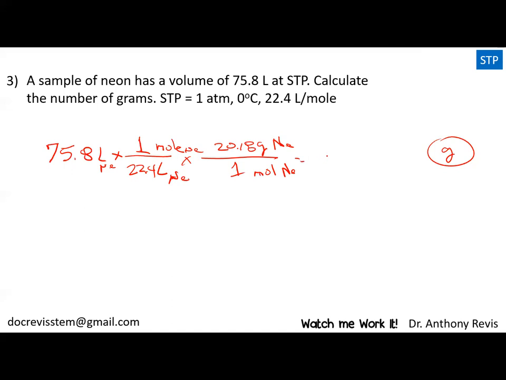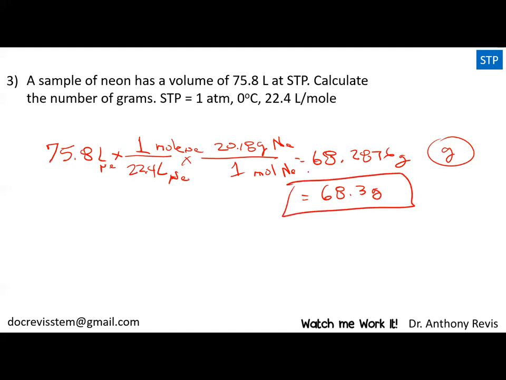If we punch that through on a calculator, we get 68.2876. And the normal sig figs here is going to be 3, so 68.3. And this was grams. And this is grams is what I'm going to square in as my final answer. Okay. And that's how we do that one.